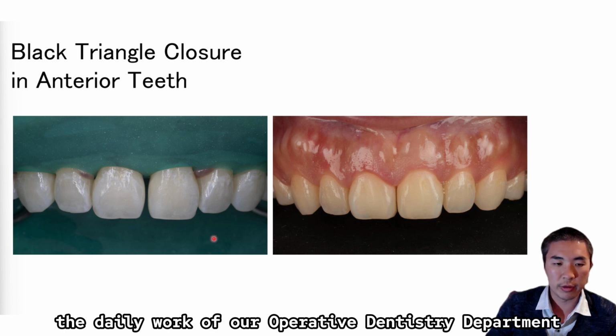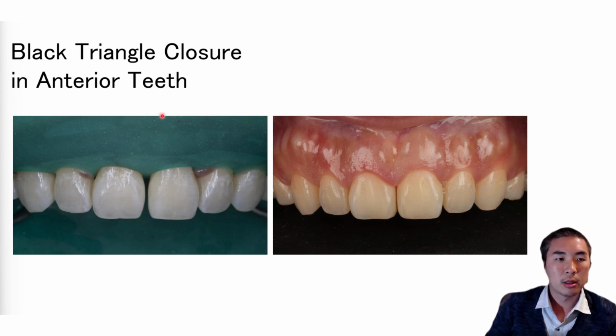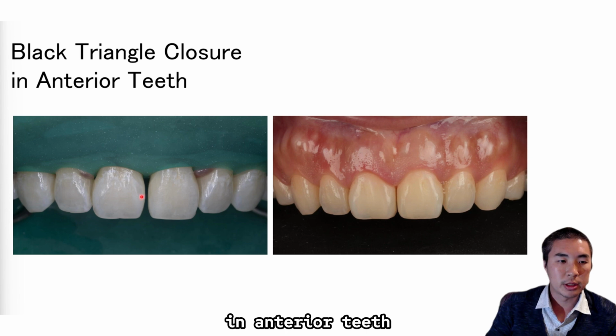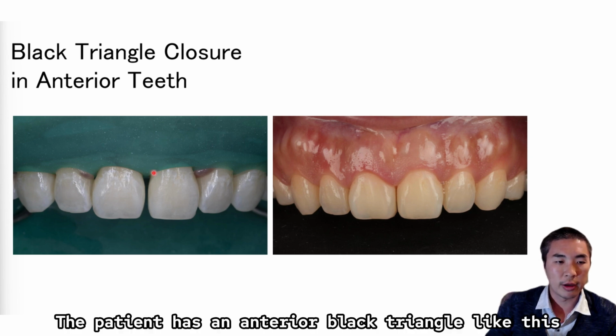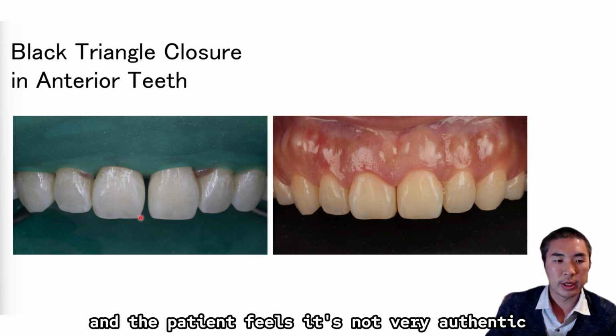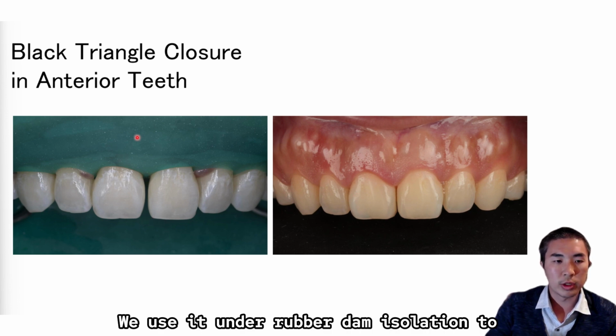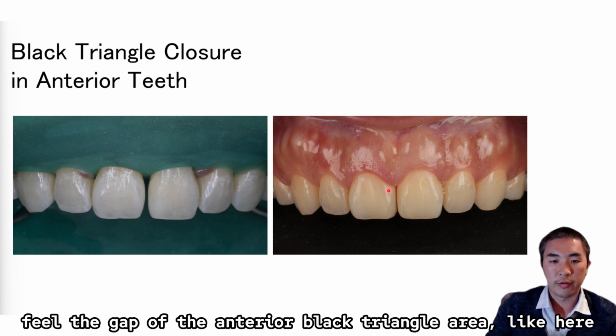So now I'm going to talk about some of my cases to introduce the daily work of our operative dentistry department. The first one is black triangle closure in anterior teeth. Like this one, the patient has an anterior black triangle and feels it's not very aesthetic. So we use composite resin under rubber dam isolation to fill the gap of the anterior black triangle area like here.